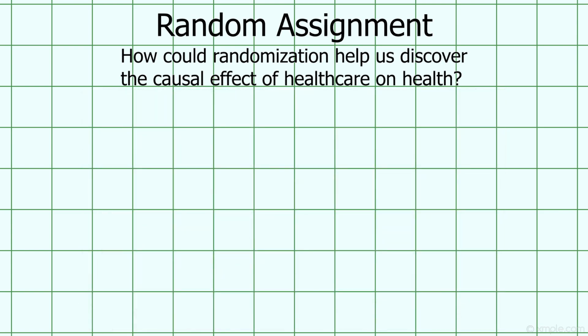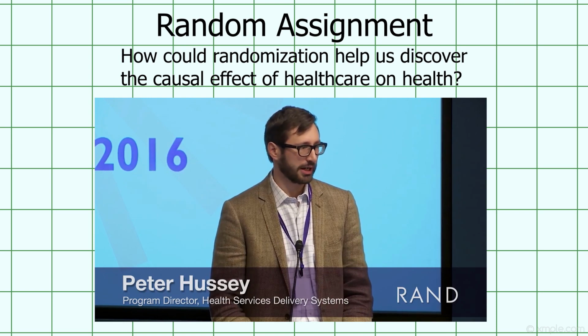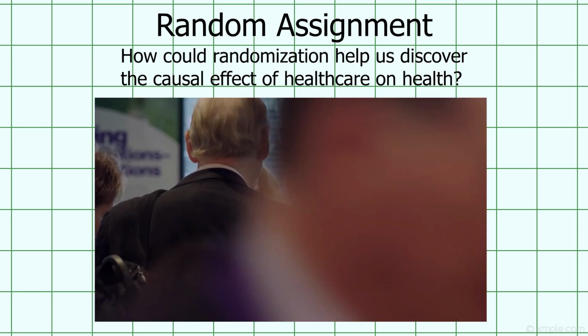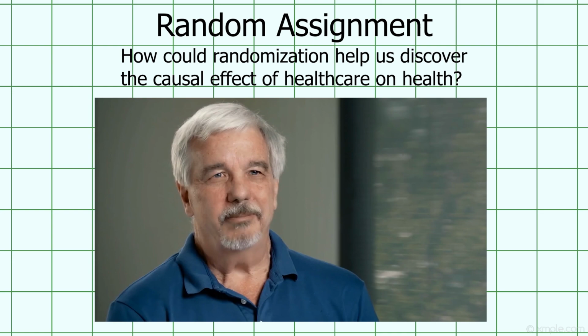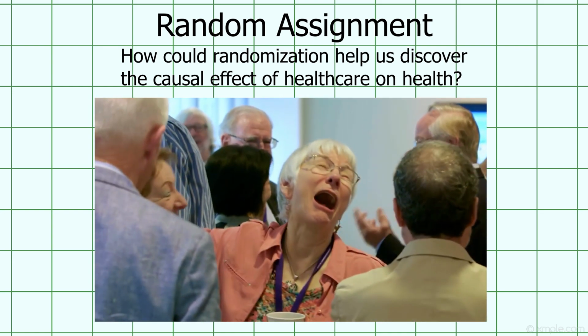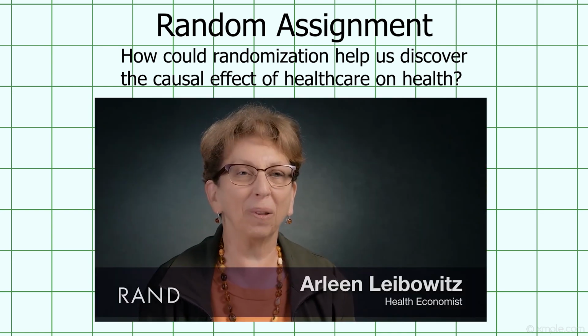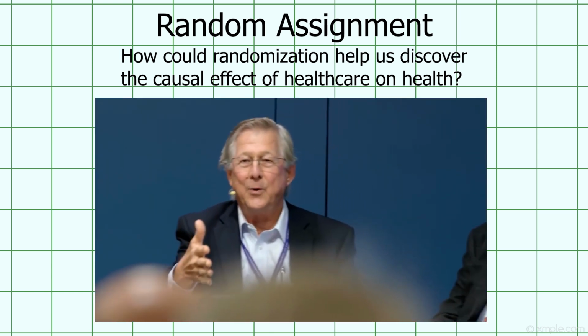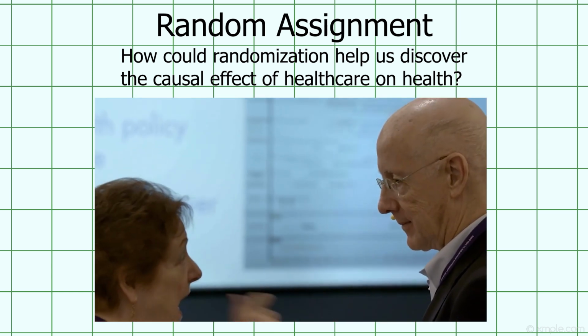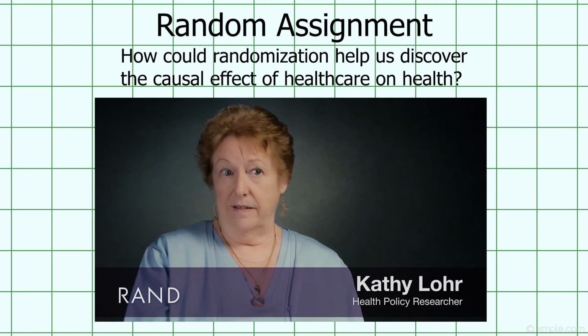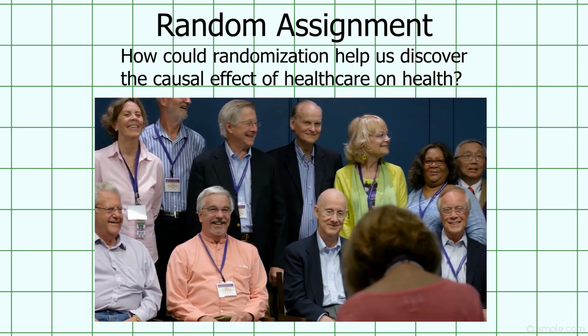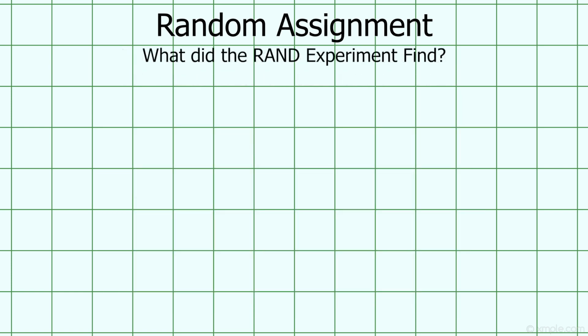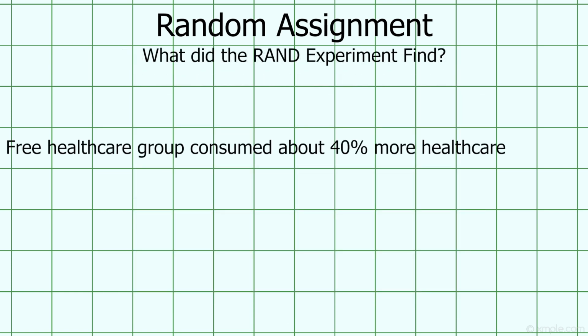For example, the Rand Corporation in the 70s and 80s ran a randomized controlled trial where they randomly assigned individuals to different insurance plans with varying levels of coverage, from free all the way up to full price. Since the coverage was assigned randomly, we can be confident that any differences between the free healthcare group and the full price healthcare group can be interpreted causally. The people in the free healthcare group spent about 40% more on healthcare than the people in the full price group, which tells us that the demand curve for healthcare slopes down, but is fairly inelastic.